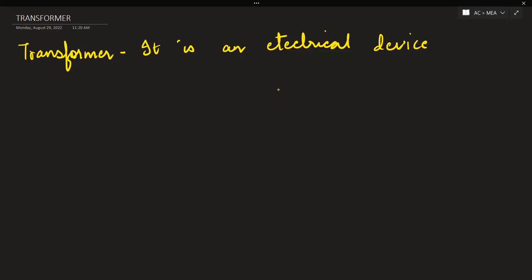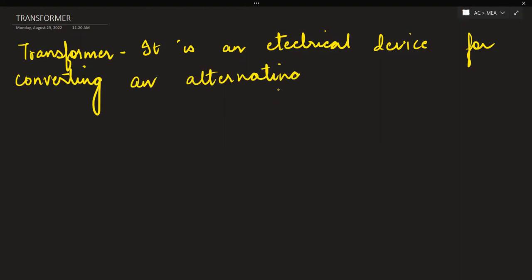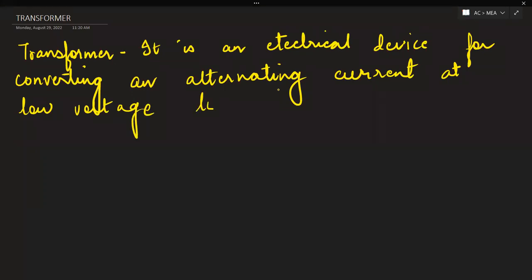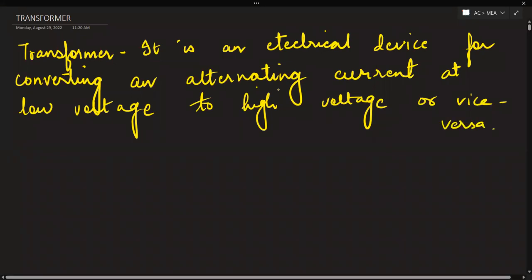So transformer is an electrical device for converting an alternating current. So AC gets converted from low voltage to high voltage or vice versa. The reverse can also occur, that is, from high to low.